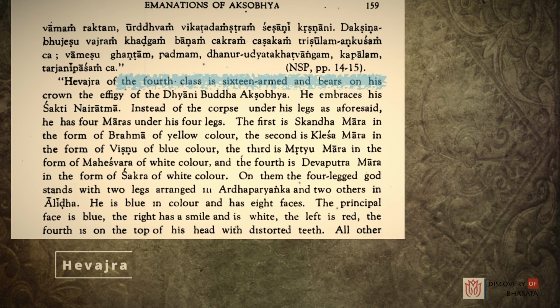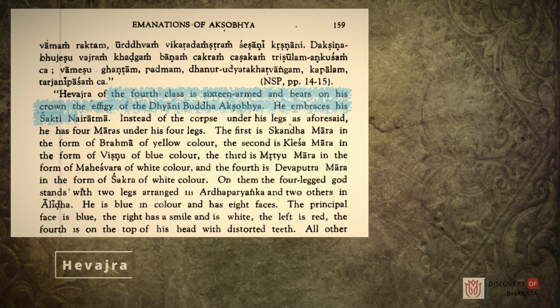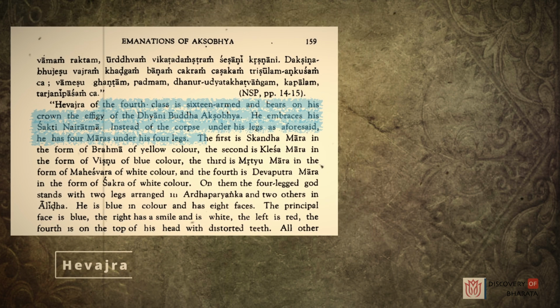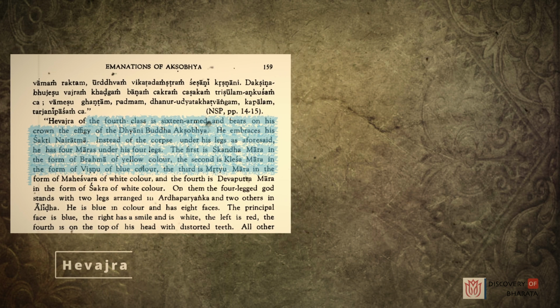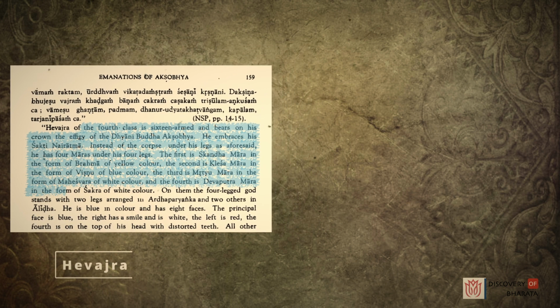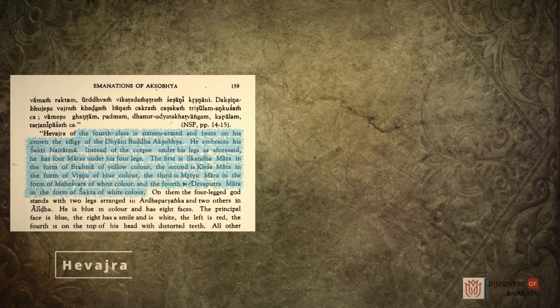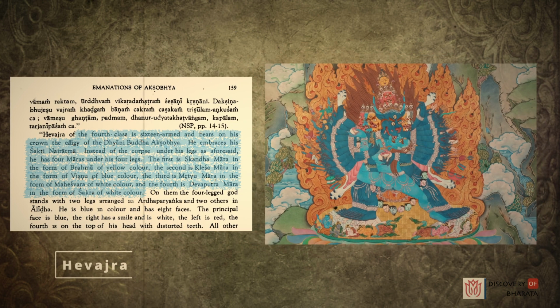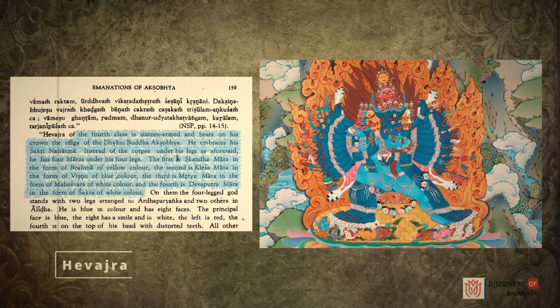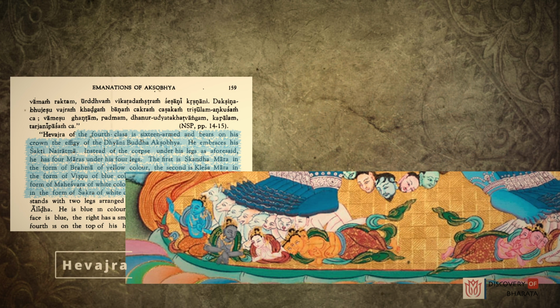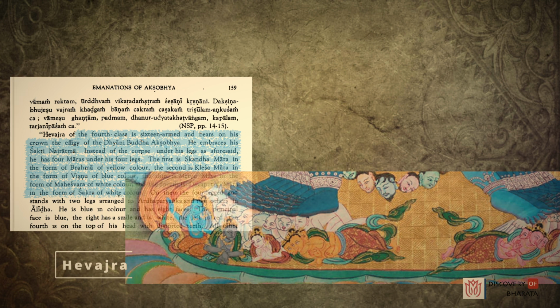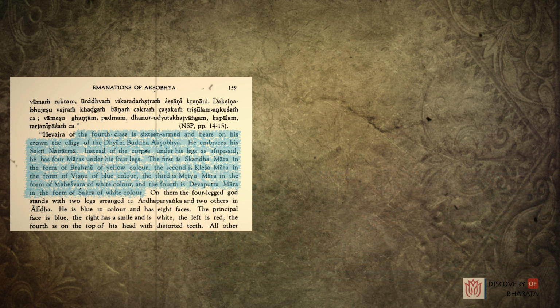The fourth type of Hevajra, according to the Hevajra Mandala, is 16-armed and is alike in appearance with the 3 other forms described before. The difference lies in his having 8 faces and 4 legs. With his 4 legs, he tramples upon 4 Hindu gods, instead of standing upon a corpse, as in the 3 others. His form is described rather elaborately in the mandala: trampling Skanda Mara in the form of Brahma of yellow color. The second is Klesa Mara in the form of Vishnu of blue color. The third is Mrityu Mara in the form of Mahesvara of white color. And the fourth is Devaputra Mara in the form of Sakra of white color.